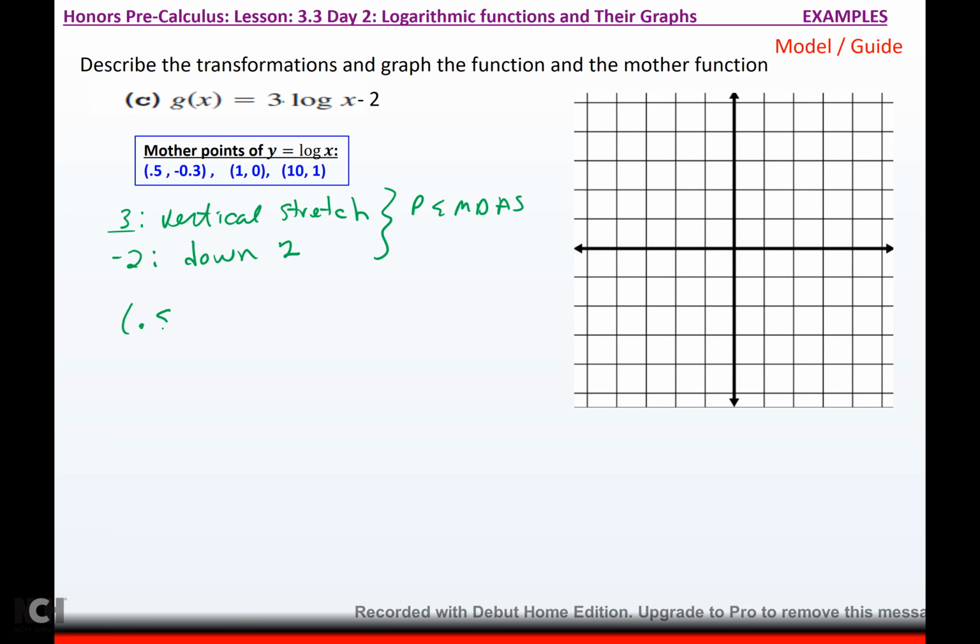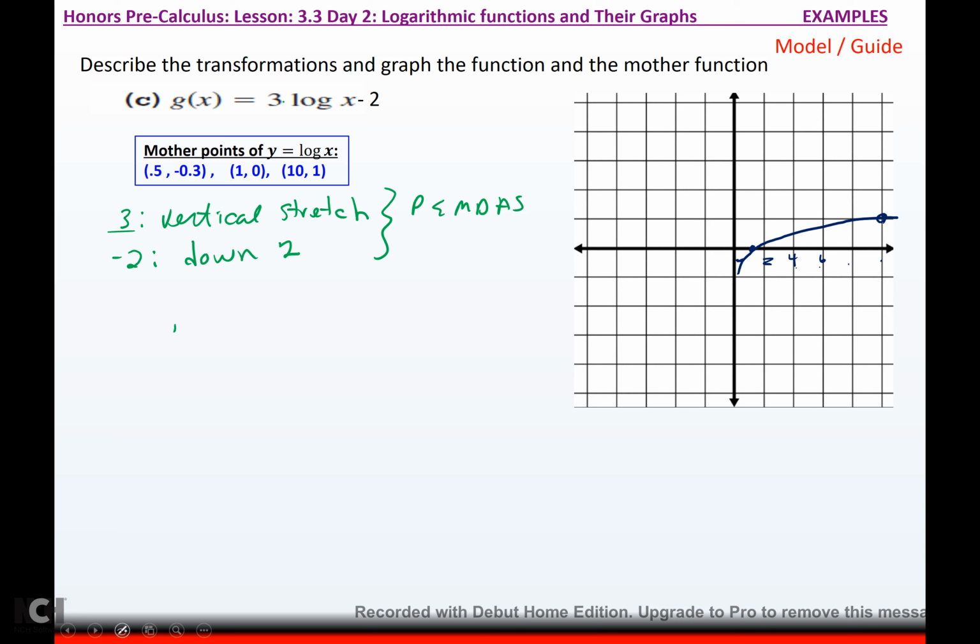So I take my mother points. Oh, we didn't graph mother. Let's graph mother. Mother is going to be at (0.5, -0.3), (1, 0), and (10, 1). Make a big enough graph. 2, 4, 6, 8, 10. Let's count by 2s, which means 0.5 is going to be right there, and (1, 0) is going to be right there. So this is my logarithmic function, and we're counting by 2s.